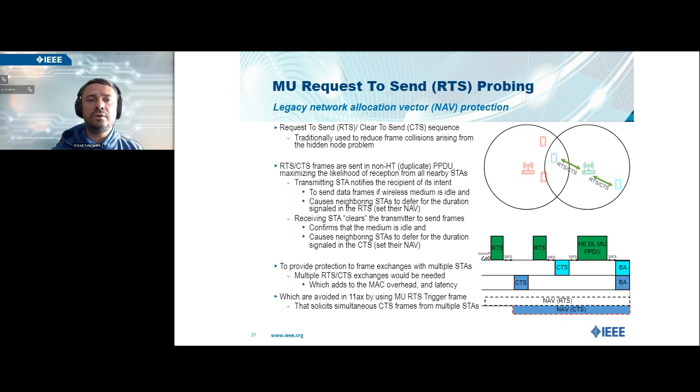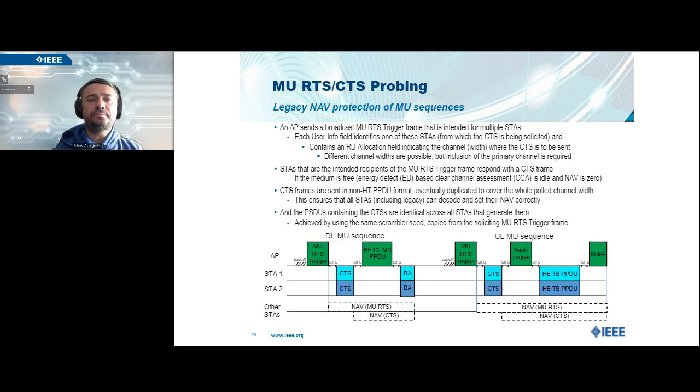So how does that work? The access point sends an MU-RTS, and all the stations that are being addressed by this MU-RTS are going to generate a clear to send frame. The stations that are the intended recipients of the MU-RTS are identified by the user info field. And we require the CTSs to always include the primary channel, because the primary channel is being used by any of the stations that are associated with that access point. So if you're not clearing the primary, you may have multi-channel hidden node issues.